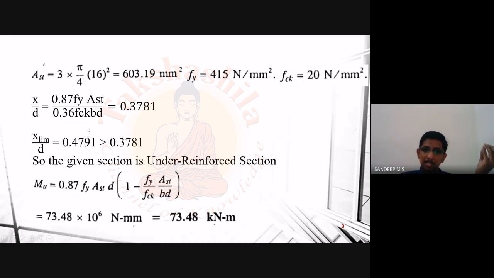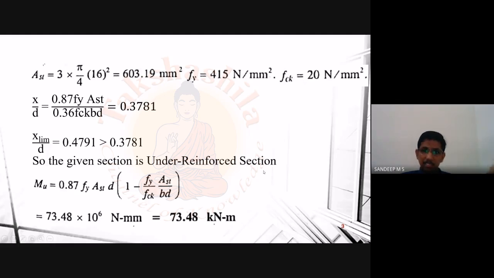And if you compare these two values, we can finalize the type of section. And if you see here, this x limit by d is coming as 0.4791, which is greater than the actual neutral axis depth. That means the actual neutral axis depth is less in comparison to our critical neutral axis depth. Therefore, our section must be an under reinforced section.